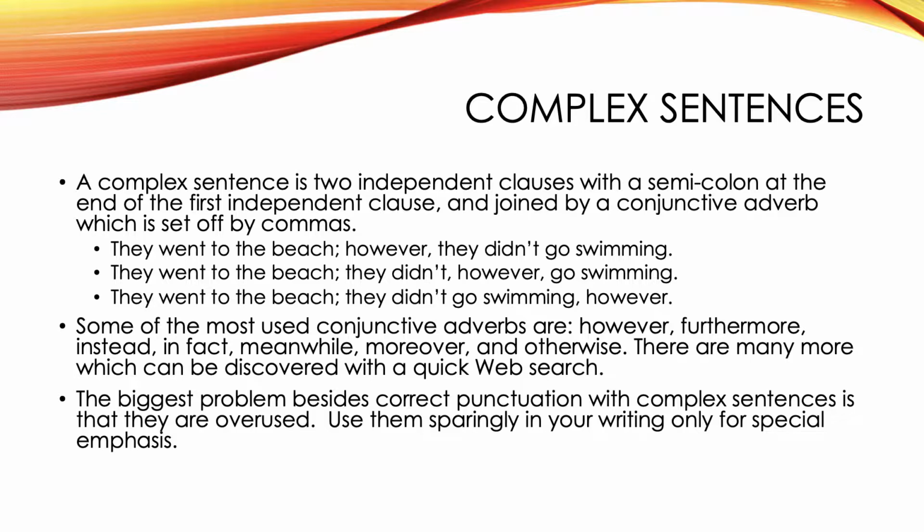So here's three examples. They went to the beach; however, they didn't go swimming. So you have two independent clauses, and in the middle of that, you've got your conjunctive adverb. Now, if you want to break up that second independent clause, you can put the conjunctive adverb in the middle or at the end, but you have to have punctuation on either side. And those examples would be, they went to the beach; they didn't, however, go swimming. Or they went to the beach; they didn't go swimming, however.